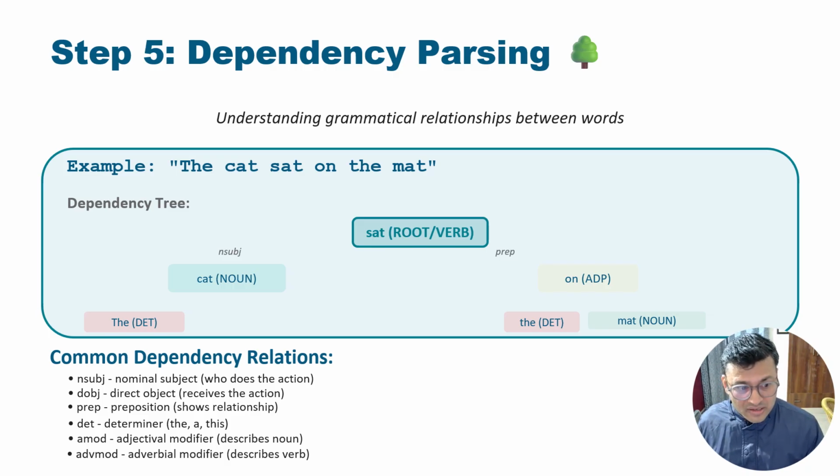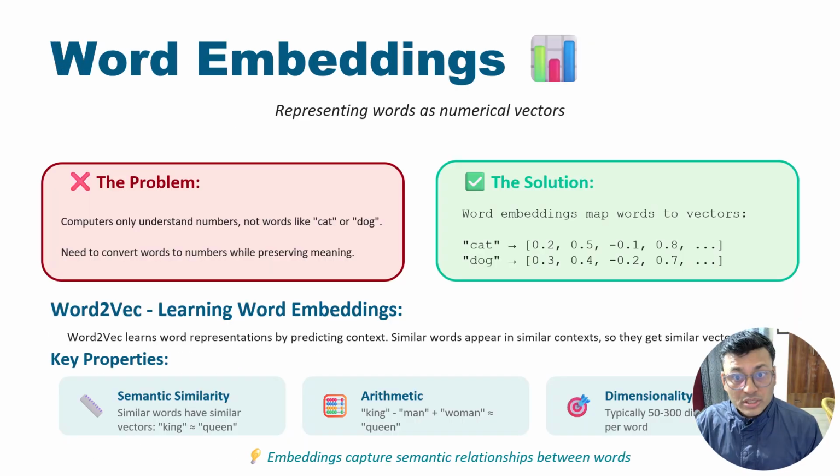like who does the action, who receives the action, what is the preposition, that is what we call the relationship between words in the sentence, what is a determiner, and the adjective modifier, which describes the noun. Same with the adverbial modifier, which describes the verb. This is completely based on grammatical and syntactic analysis, but it is very crucial to understand this parsing.